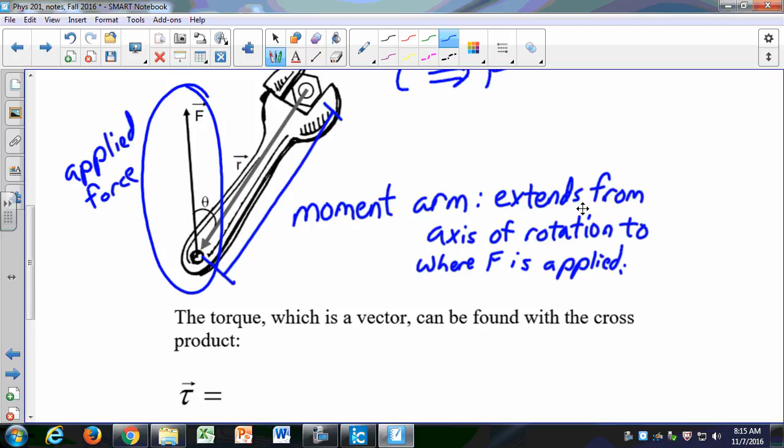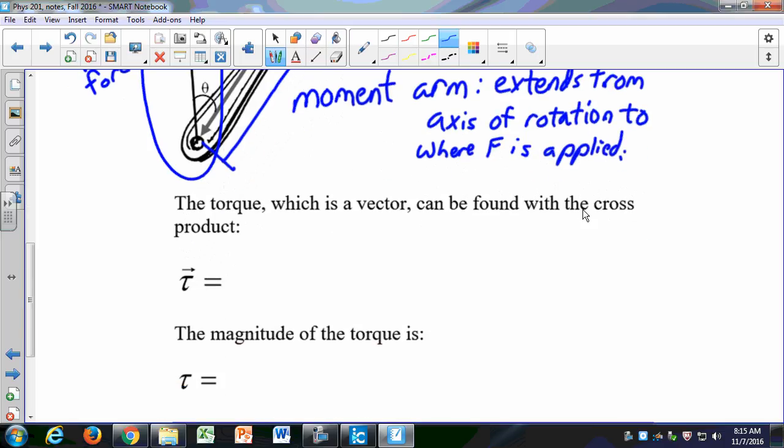It is a vector quantity, and so we'll need to know it in vector form. And notice here that this vector, which is drawn as an arrow, this is the axis of rotation, and it extends down to where the force is applied. This is the angle that's between those two vectors, and it's given as an angle theta. Now, our torque is our cross product. It's equal to R cross F.